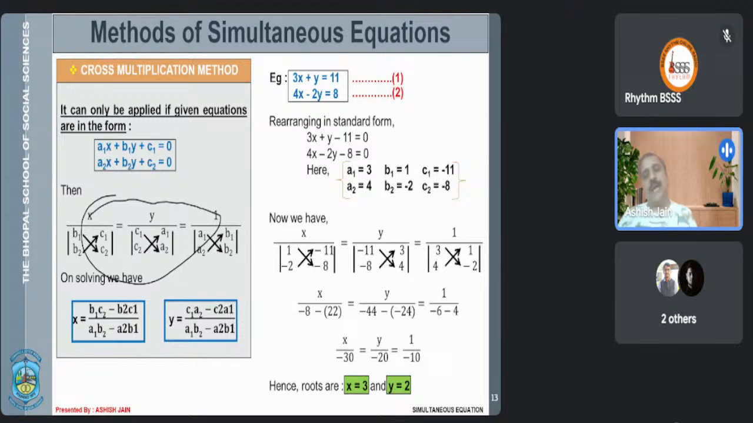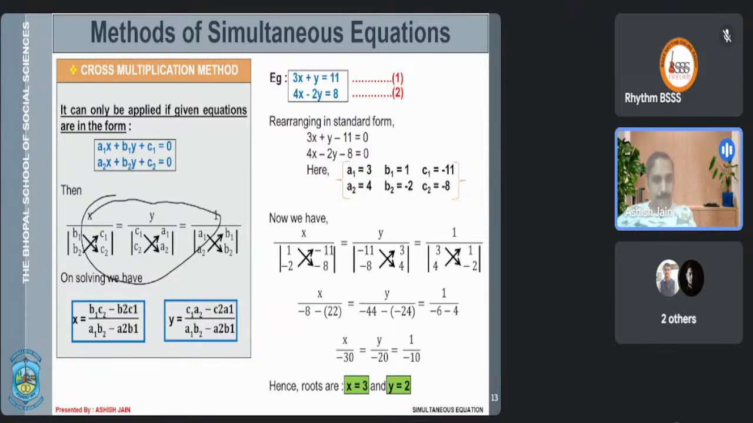Solve them further. We have x upon minus 8 minus 22, which is minus of 30. Y upon minus 44 plus of 24, it's minus of 20. And 1 upon minus 6 minus 4, it's minus of 10. So to find the value of x, I equate x and 1 together. So it's minus 30 upon minus 10, which gives you the value of x as 3. Y is equal to minus 20 upon minus 10, which gives the value as 2. So we have the root as x equal to 3 and y is equal to 2.